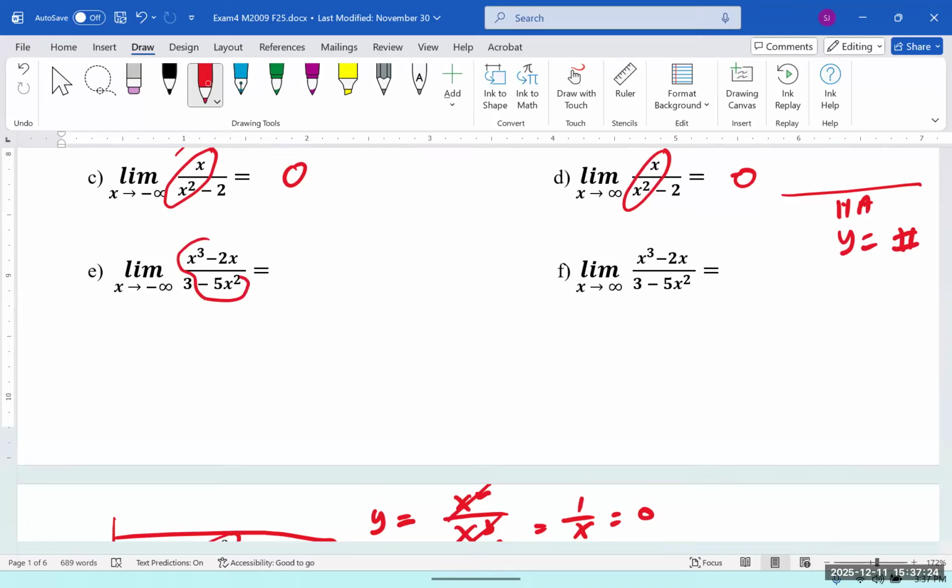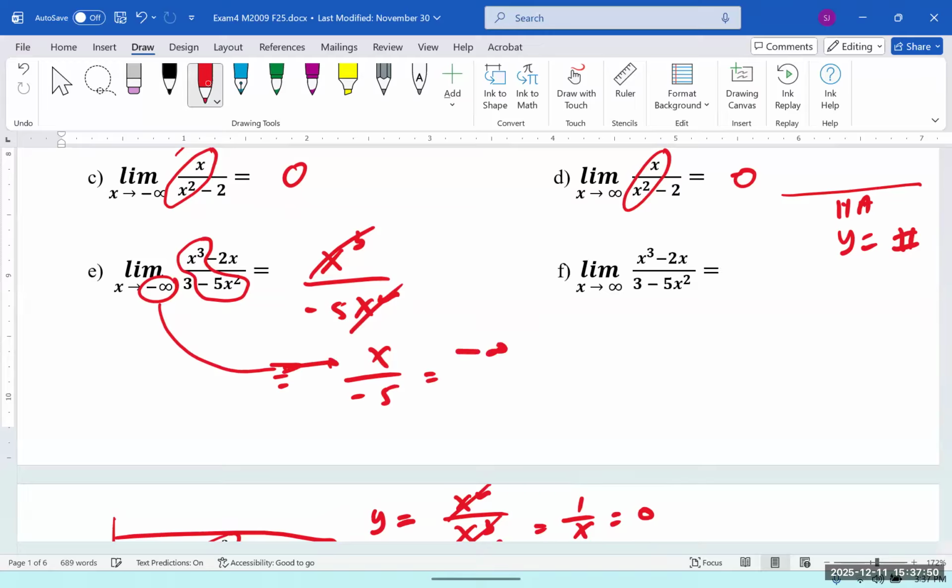So the highest degree is this. You show me this and then suddenly you give me the answer. No. You need to write x cubed and minus 5x squared. They cancel out, so you have x over minus 5. And then you have to substitute your limit. Your limit is going to negative infinity. So you substitute the x value with negative infinity, and you have negative infinity over negative 5. So what's your limit? Positive infinity.